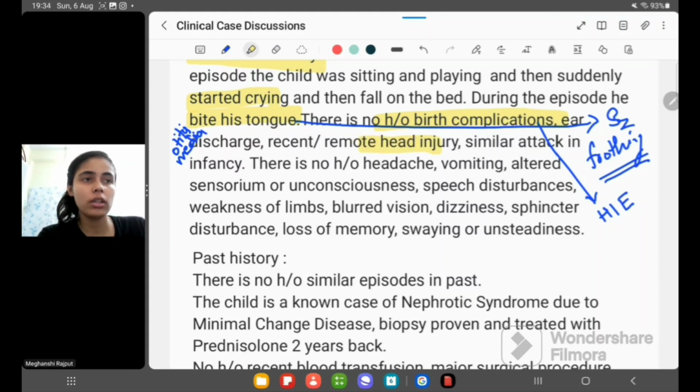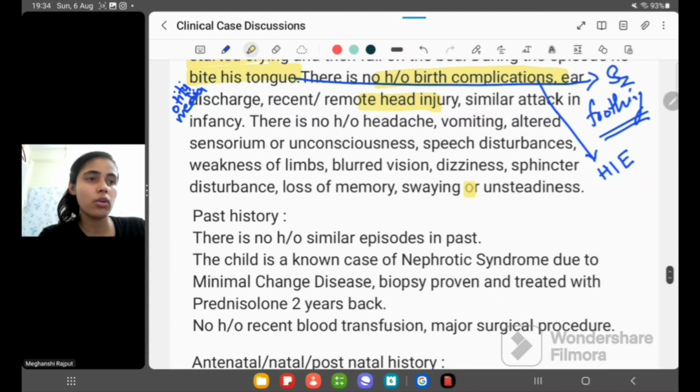Any trauma history, or any similar attack, if any in infancy, headache, weakness, disturbances, swaying or unsteadiness, any kind of cerebral involvement or not. So that much detailed history I have to take in cases of any abnormal body movement.